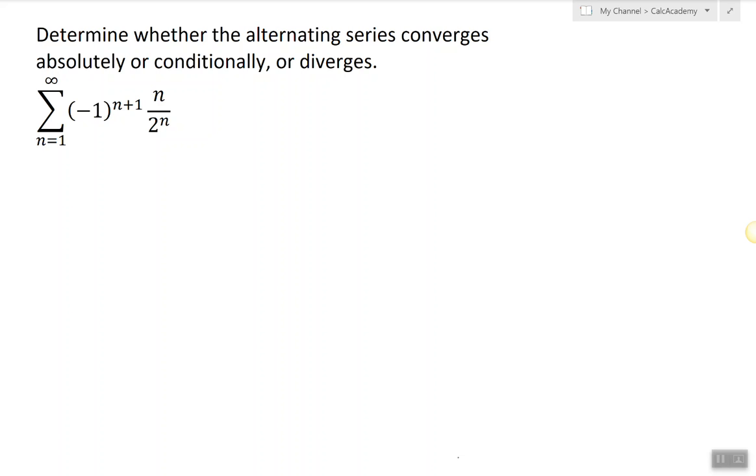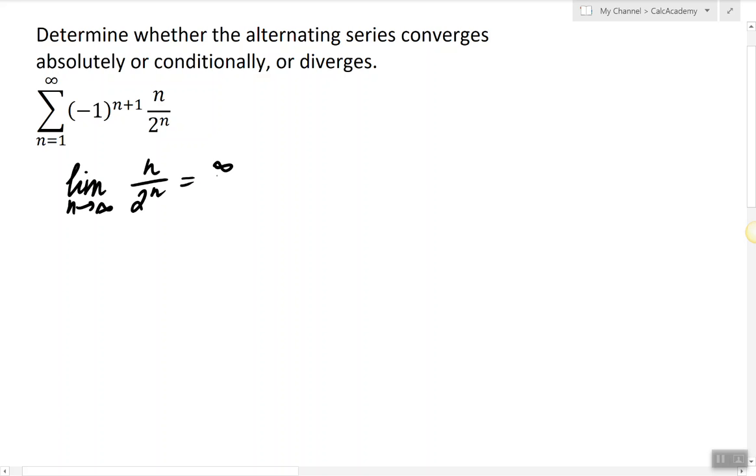In this video, I will show how to use the alternating series test to determine whether a given alternating series converges absolutely or conditionally or diverges. So before we use the alternating series test, we have to make sure that the limit of the nth term as n goes to infinity is equal to 0.